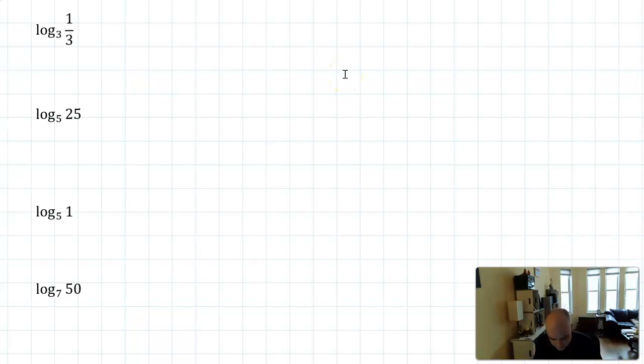All right, so let's run through these. Log base 3 of 1/3 is asking the question, 3 to what power is equal to 1/3? Well, how do you get a fraction with the same base? You use a negative exponent. So 3 to the negative 1 is equal to 1/3. So log base 3 of 1/3 evaluates to -1.